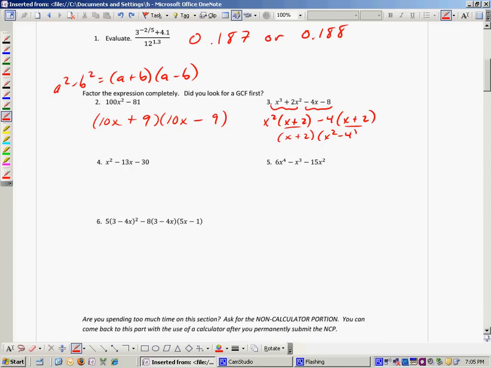And actually a lot of you got to this point, but then you stopped. This is still factorable, and you must factor it. The instructions do say to factor completely. So you got x plus 2, x minus 2 for another difference of squares.